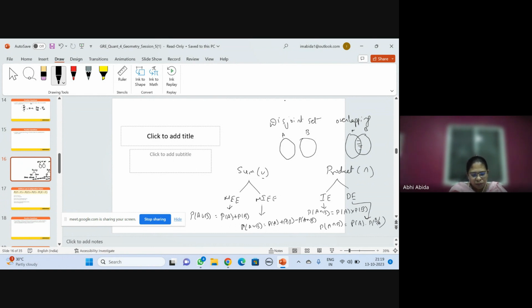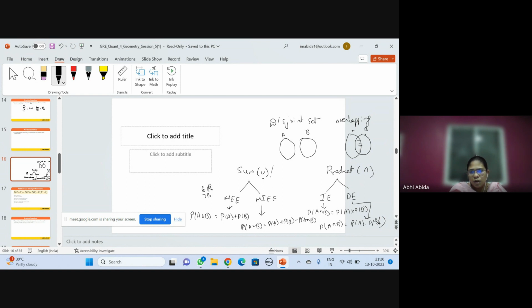So first of all, mutually exclusive events. Let us say the question here is, a box contains some marbles. There are 6 red marbles and 7 blue marbles in a box, and a person needs to pick a marble. What will be the probability that the marble is either red or blue? Red or blue.